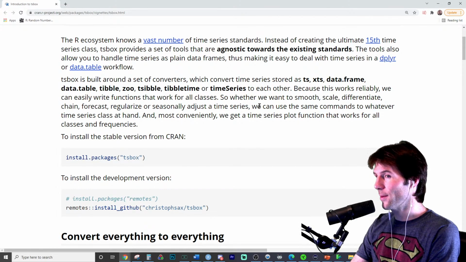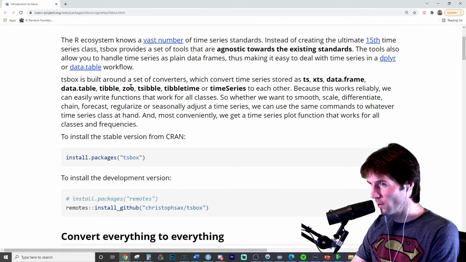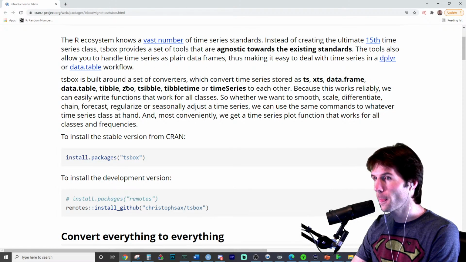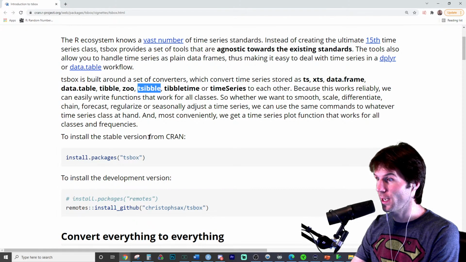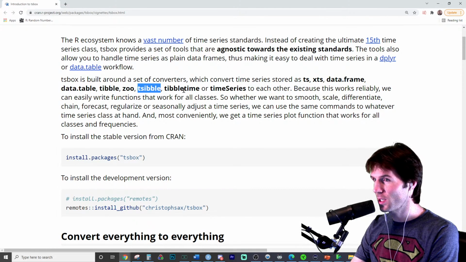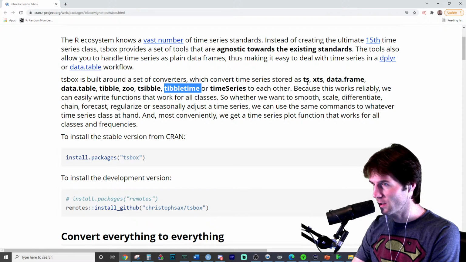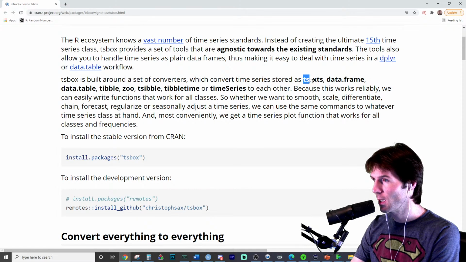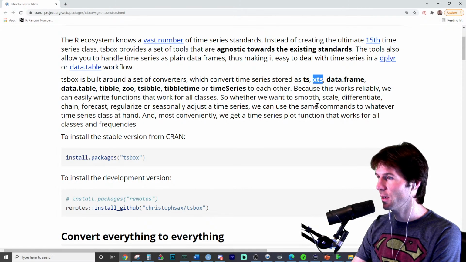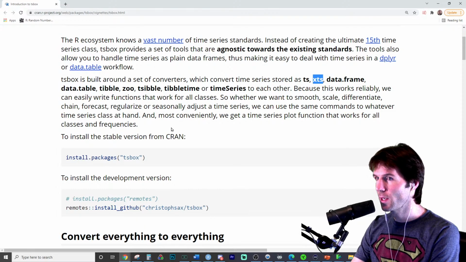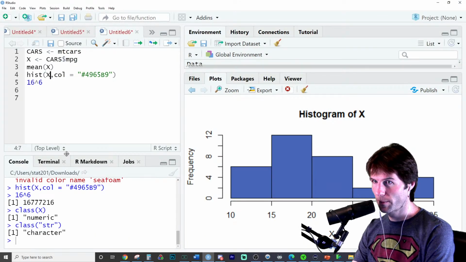I know some of these. Zoo is one that I don't understand that format so well. We have the tsibble, which is our FPP3 stuff. I don't know tibbletime. I know a ts. That's the objects we were using in FPP2. xts, we saw some xts with the stock stuff. So these are the different formats. These are the whats of an object.